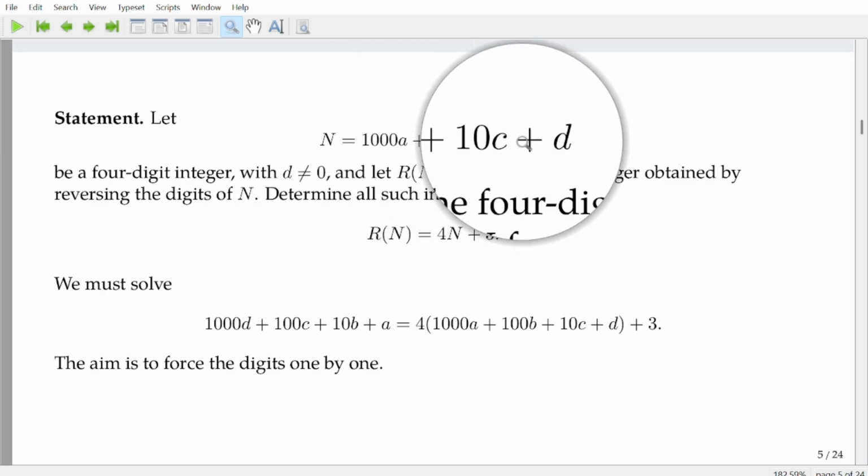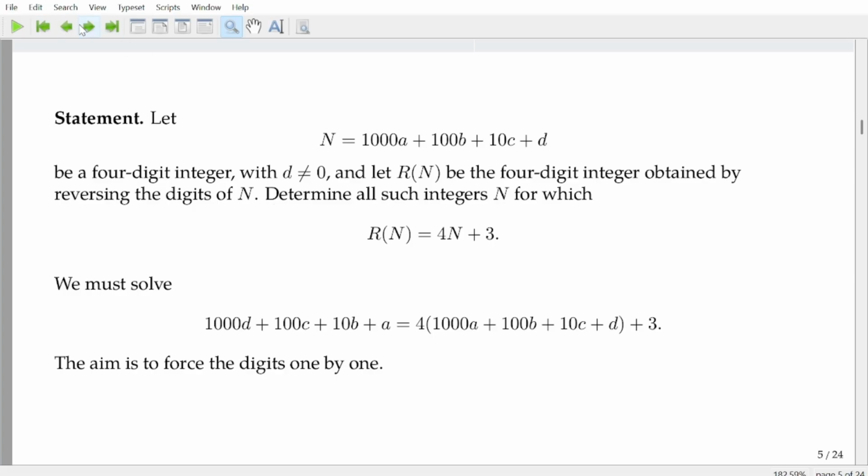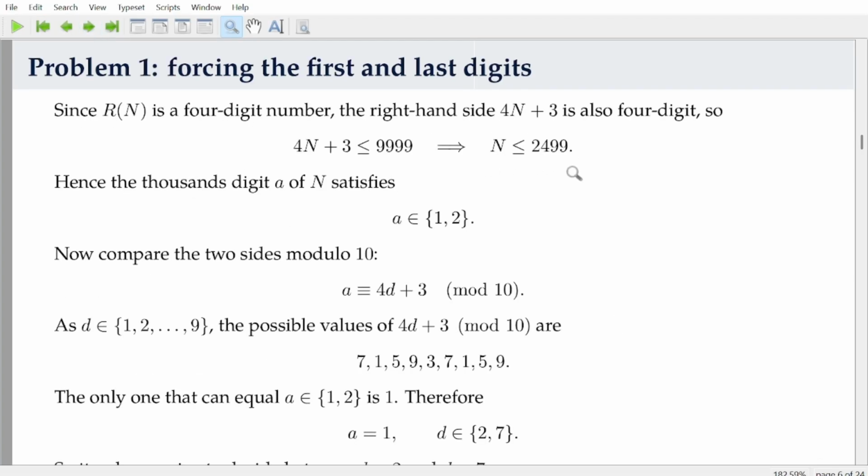Because this is our base 10 expression for capital N, and we know that capital N has to be less than or equal to 2,499, so the first digit has to be a 1 or a 2. Okay, and we're not going to be using the idea that you can have 0 at the front. We're going to say that that doesn't happen, right?